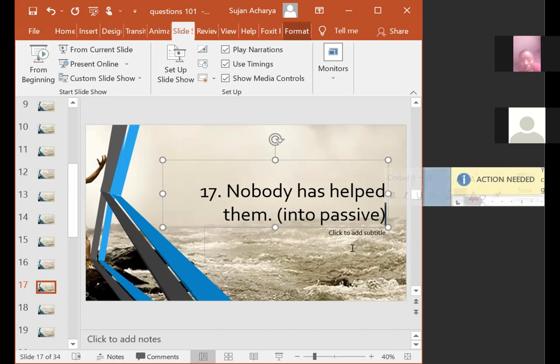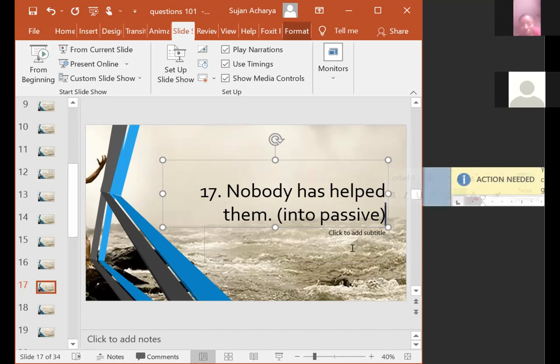But in passive or in other forms, they take quite different verb. Like in question tag, they take different verb, plural verb. Nobody has helped them. They have not been helped.